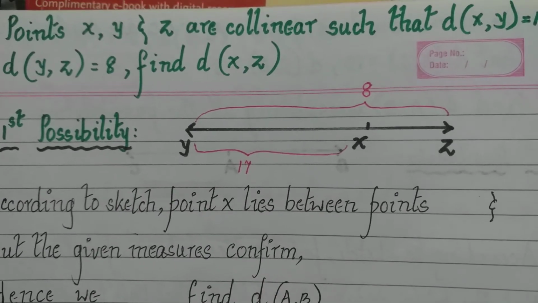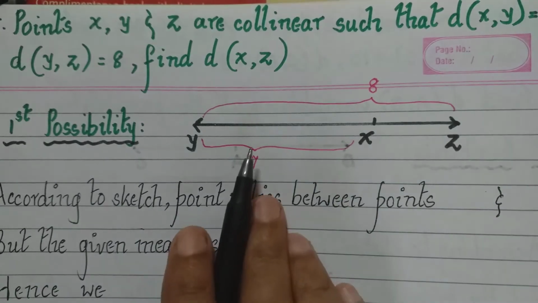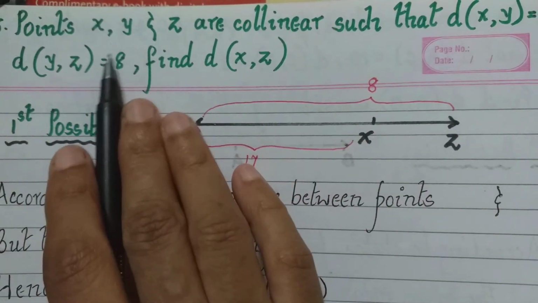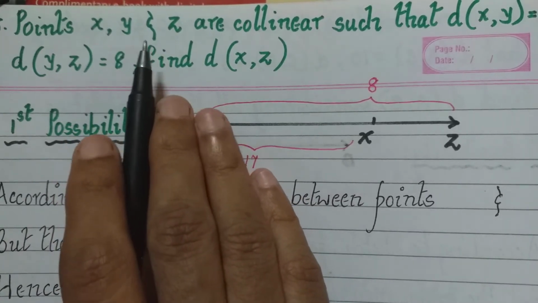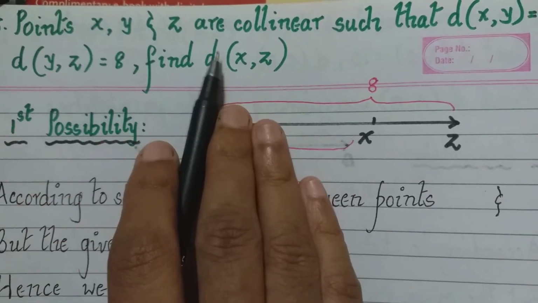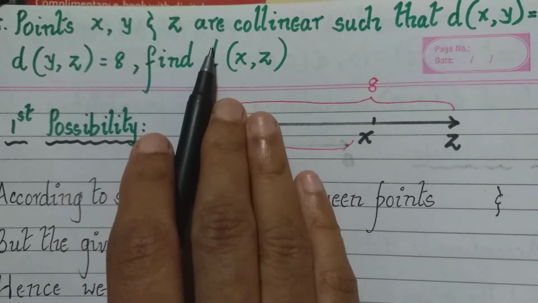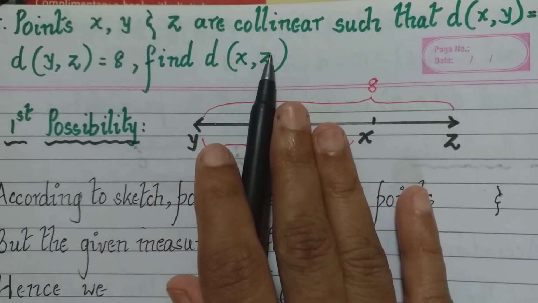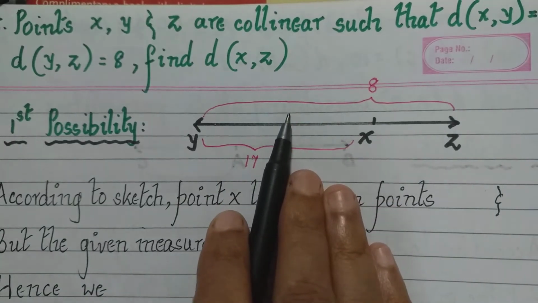So it's a similar sum as done in the fourth question. So we will take all the possibilities and do it. We have 3 points x, y and z. Each time we will take one point in between the other 2. First time we will take x in between the other 2 points. Next time we will take y in between the other 2 points. And third time we take z between the 2 points and see if we can find the distance between the points x and z and accordingly find it.